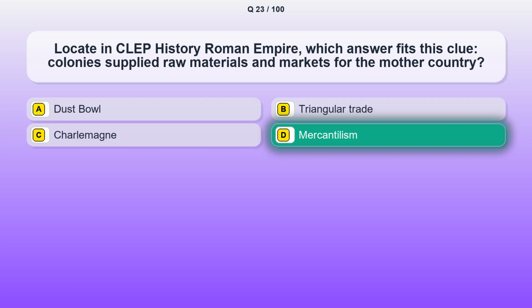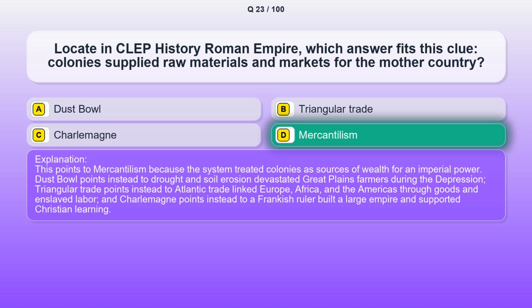The correct answer is option D, Mercantilism. This points to mercantilism because the system treated colonies as sources of wealth for an imperial power. Dust Bowl points instead to drought and soil erosion devastated Great Plains farmers during the Depression. Triangular trade points instead to Atlantic trade linked Europe, Africa, and the Americas through goods and enslaved labor. And Charlemagne points instead to a Frankish ruler built a large empire and supported Christian learning.